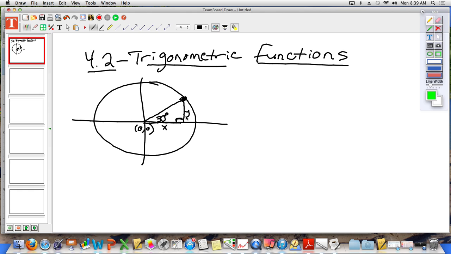We also called this the unit circle, because the radius of the circle is 1. Are you with me here?